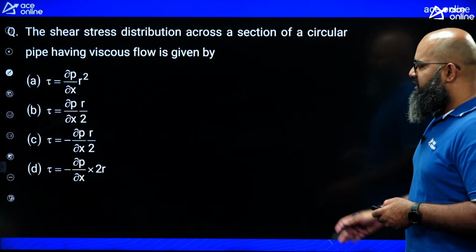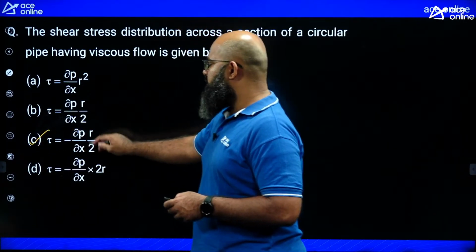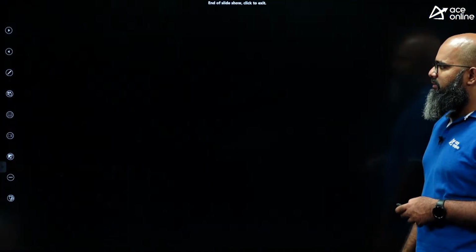What is the equation of shear stress? Sometime back I mentioned to you, the value of tau is equal to minus of dP by dx multiplied by R by 2. So option C would be correct over here.